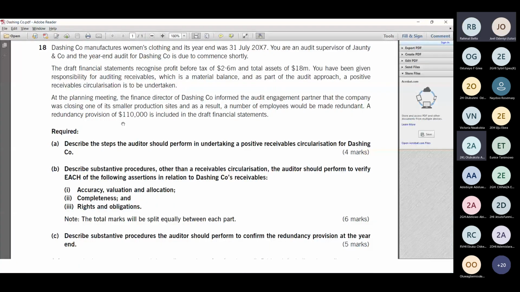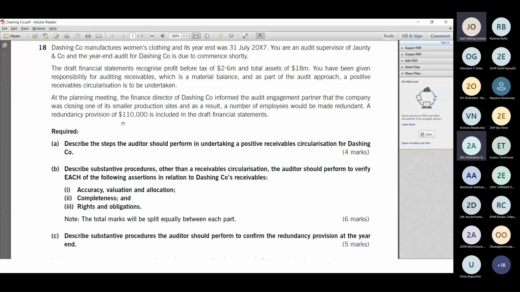What's that figure? 7.5%. Correct. Is 7.5% material or not? It is material, because the materiality threshold for PBT is 5%. Since it is material, I will assume... Hold on, no, you are not going to assume in the exam.